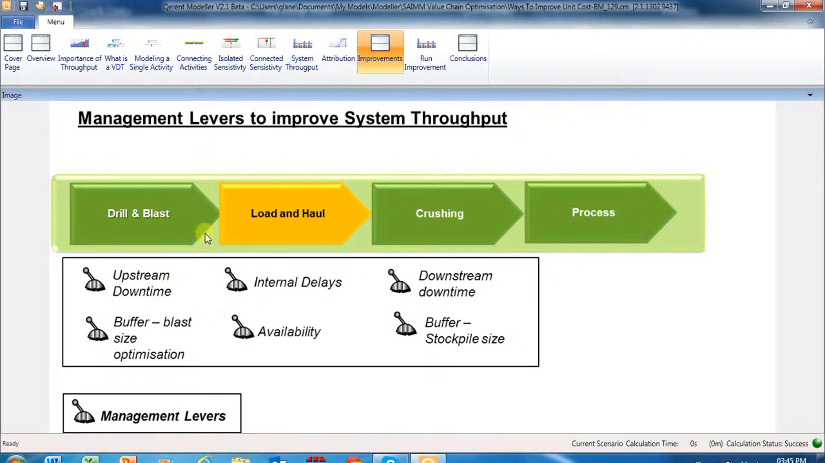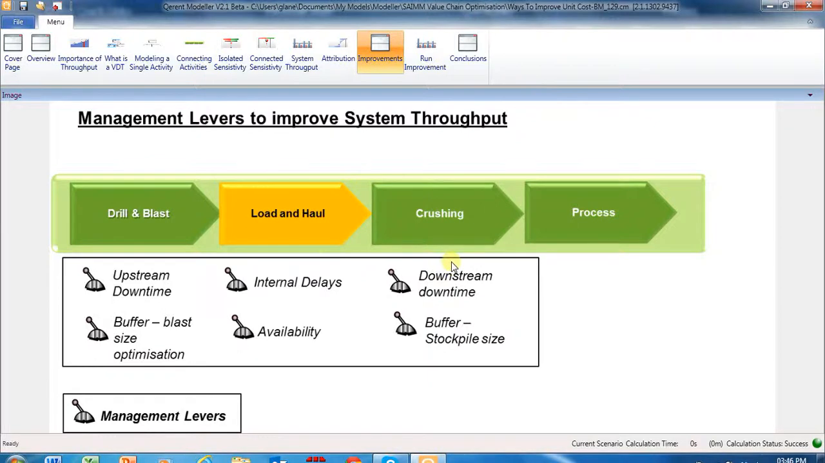Now buffers are underrated. They are a big opportunity. The size of the buffer determines the overall system throughput, because that buffer can actually decouple activities so that the downtime on one activity is not impacting the other activity. Or you could have downstream downtime, so crushing's downtime could reduce to improve load and haul. And again, the buffer size here. So very, very interesting.